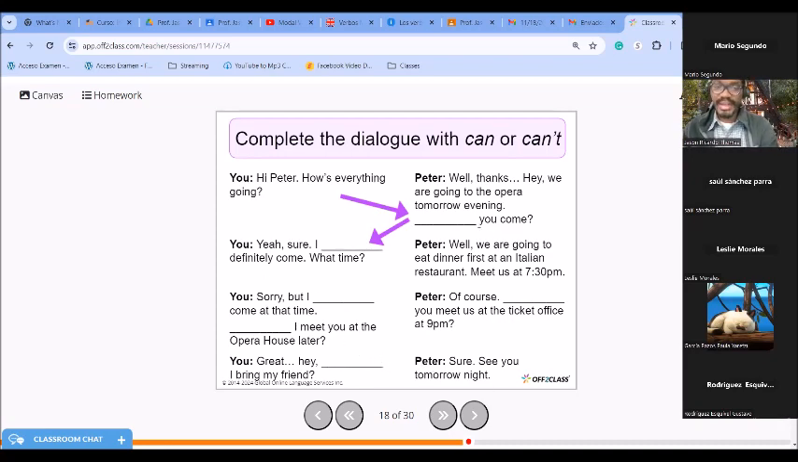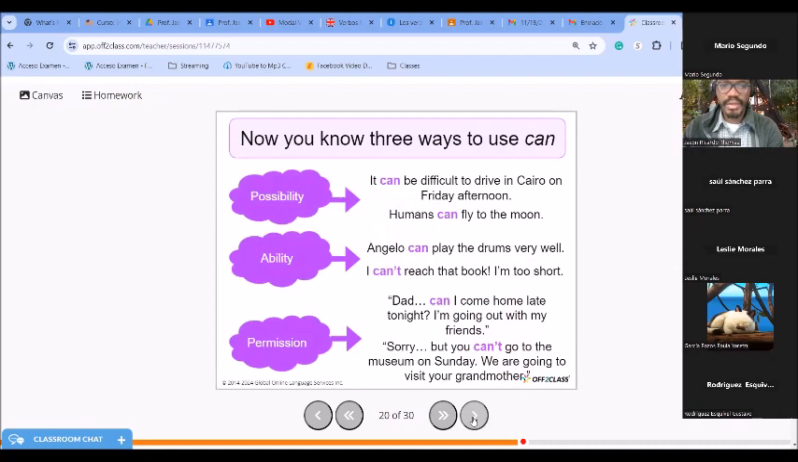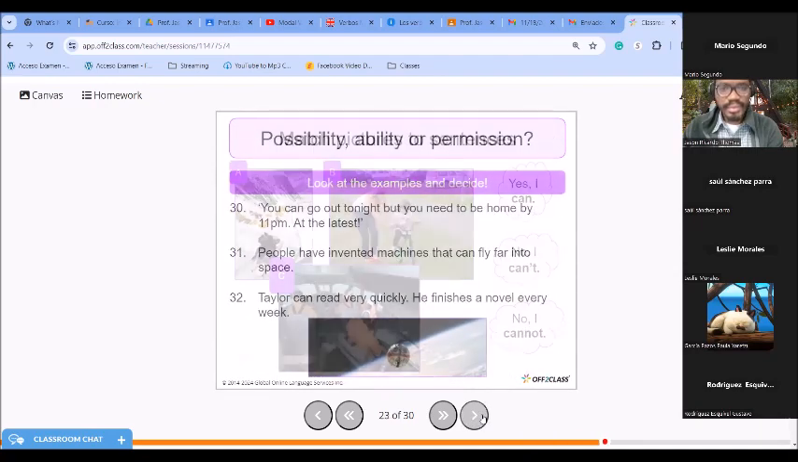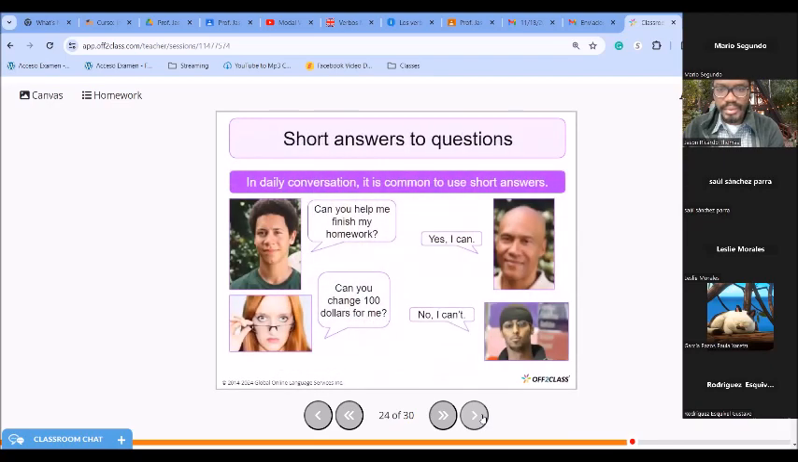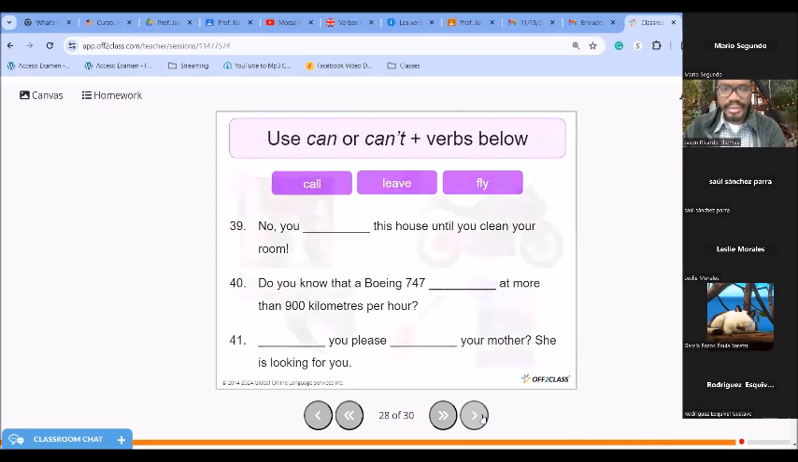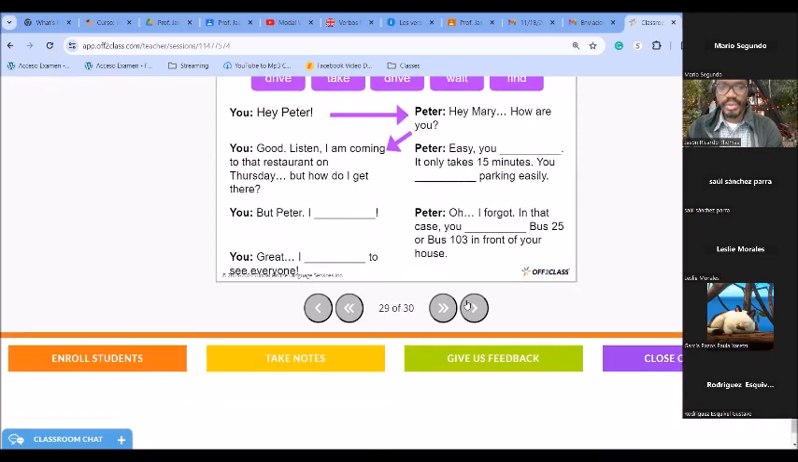All right, so this is a full dialogue of can, can't, and question form. I'm going to go forward now, let's see if it's included in this one. No, I'm going to jump over to another one. Right, and so quickly show you could.